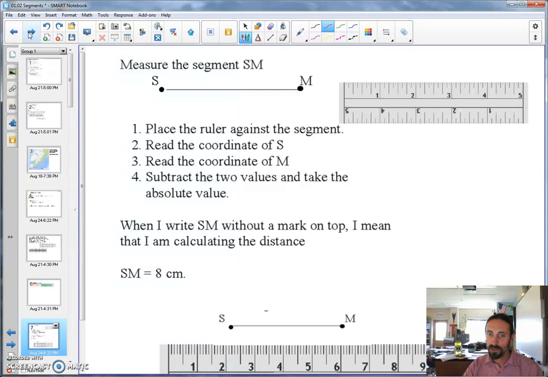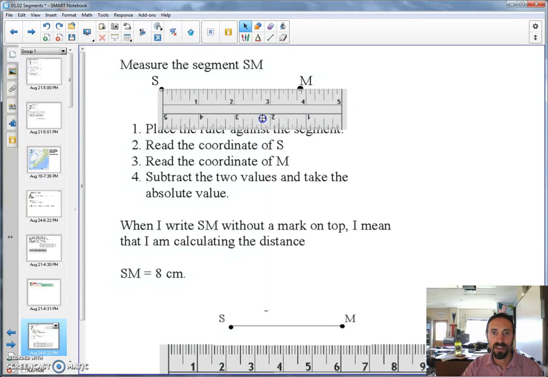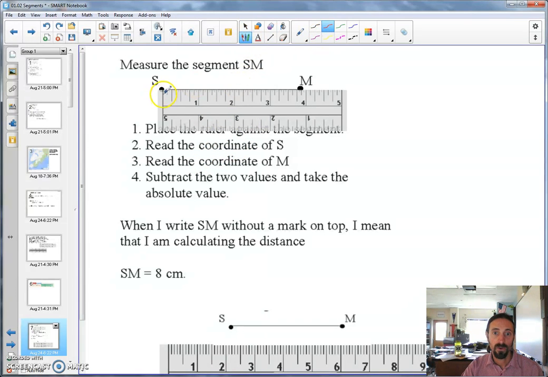So, how to use a ruler. I'm sure all of you are familiar, but let's just go through it one more time. Place the ruler against the segment, like that. Read the coordinate of S. The coordinate of S, where I put the ruler here, would be 0. Read the coordinate of M. On this one, it would be, let's call it 3, and it's a little more than 3/4. It's almost 3 7/8.